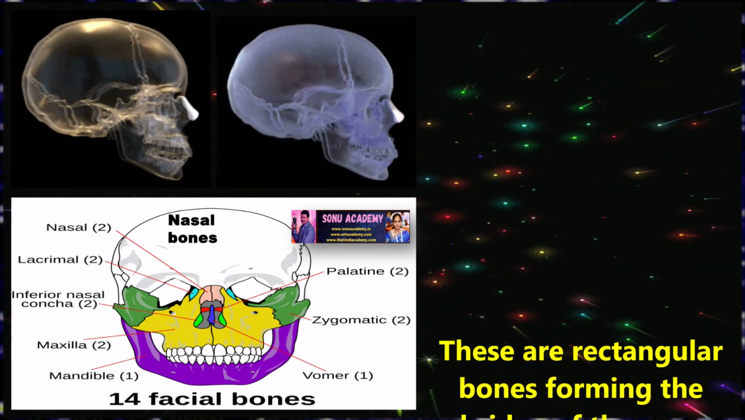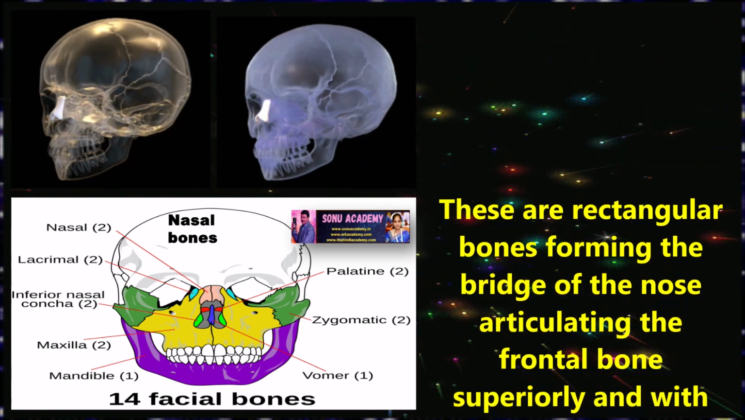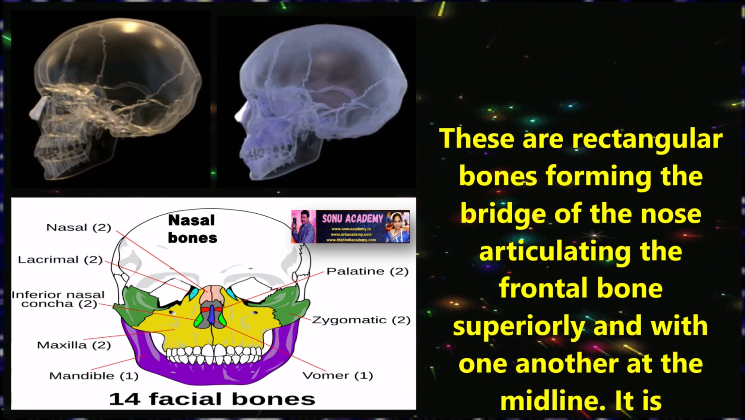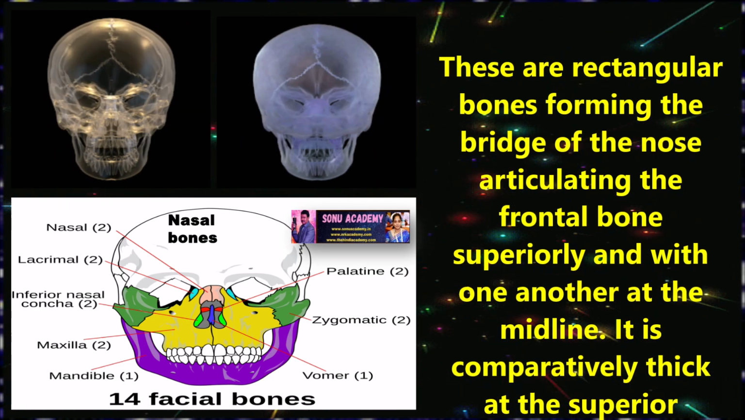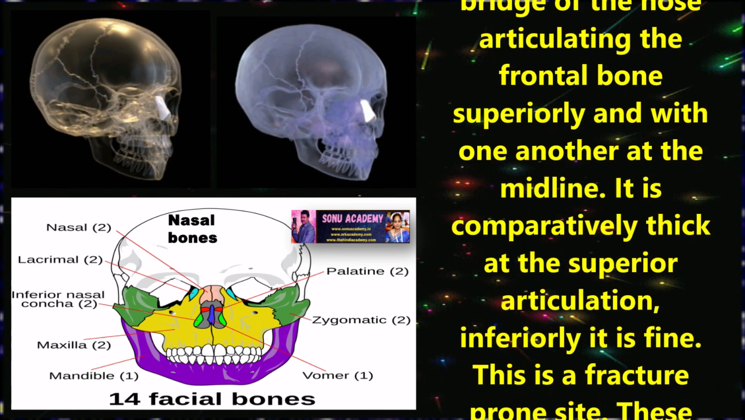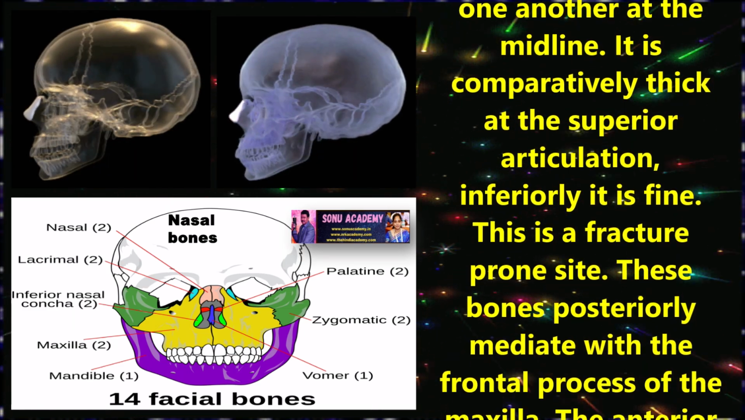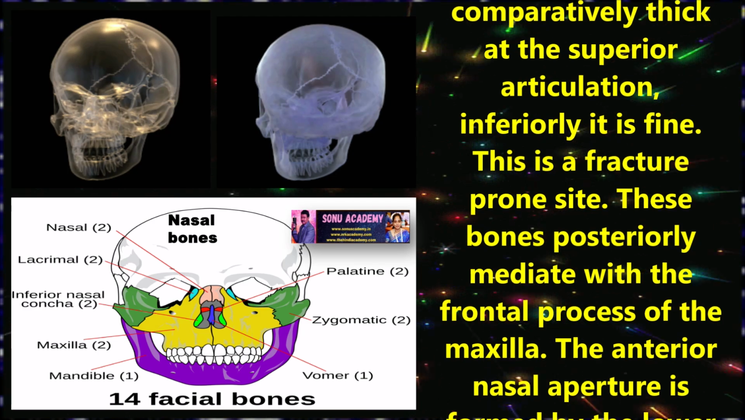Children, let us discuss nasal bones. These are rectangular bones forming the bridge of the nose, articulating with the frontal bone superiorly and with one another at the midline. It is comparatively thick at the superior articulation. Inferiorly, it is fine. This is a fracture-prone site.